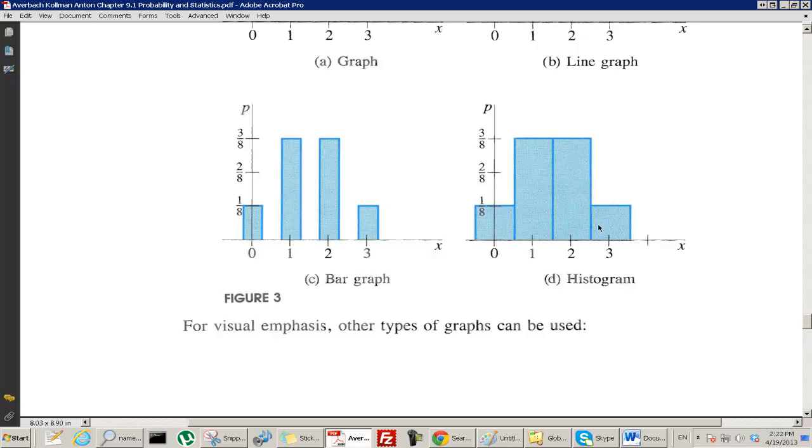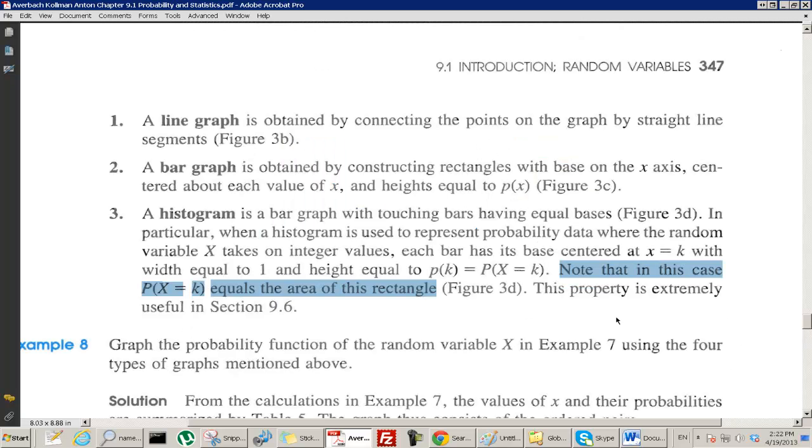The area of this one is, the width is again just 1 because of the way we're drawing it, and the height is 1/8, which was the probability. So 1 times the 1/8. So in addition to the fact that the height is equal to the probability that x equals 3, the area is also equal to the probability that x equals 3. And they say this property is extremely useful in section 9.6.